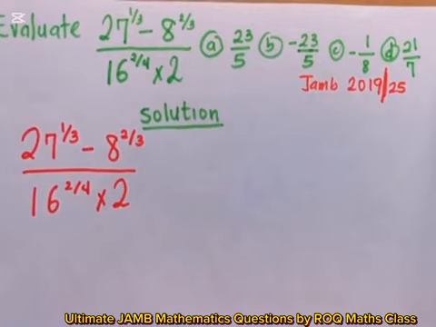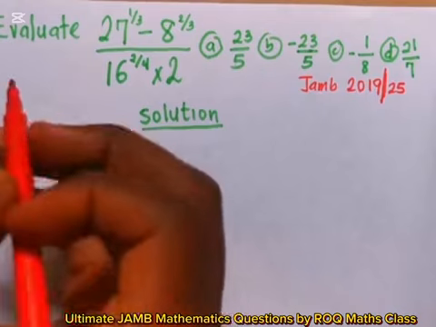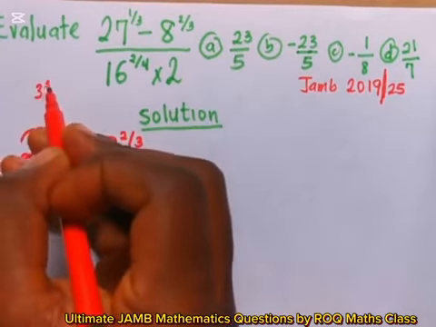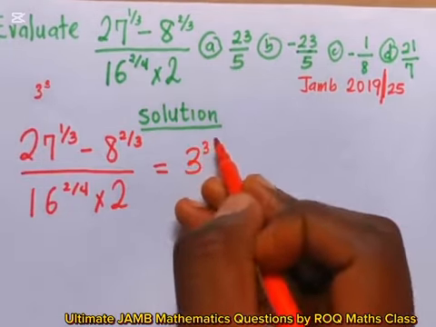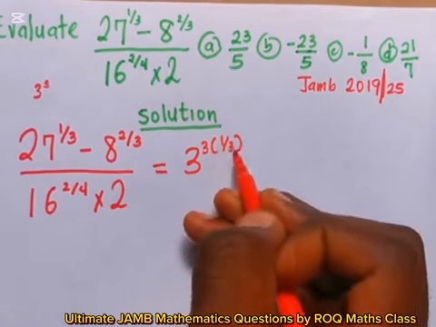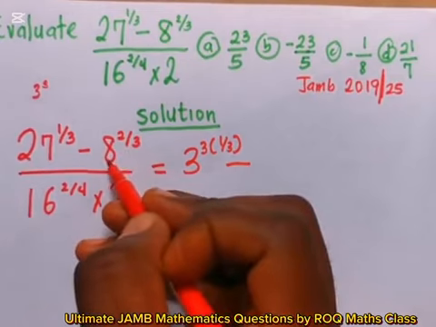Evaluate 27 to the power of 1 over 3 minus 8 to the power of 2 over 3 all over 16 to the power of 2 over 4 times 2. Good, and we're giving this following option. JAMB 2019 question 25. 27 is same thing as 3 raised to the power of 3, because 3 times 3 times 3 is 27. So I have 3 to the power of 3 into the bracket of the previous power, which is 1 over 3, minus 8 is same thing as 2 to the power of 3.